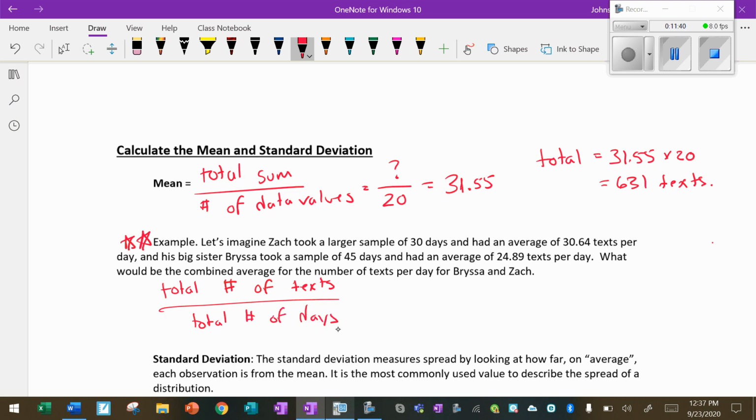Now, Brissa had 45 days and Zach had 30 days. So we want to get a combined average. We can't just add 24.89 and 30.64 and divide by 2 because these are not weighted the same. All right, so this is kind of like a weighted average.